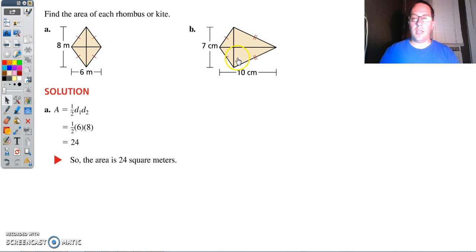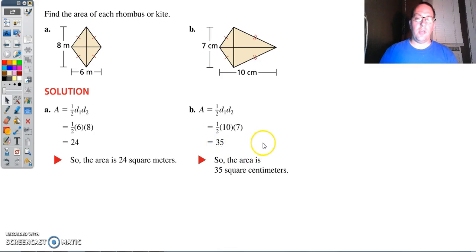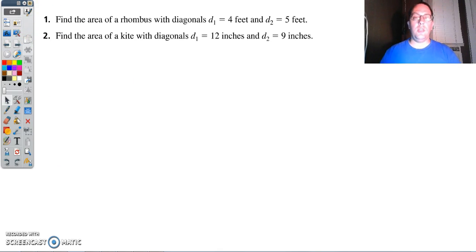Looking at the kite, again, area is 1/2 D1 times D2, 1/2 the product of the diagonals. Half of 10 is 5, and 5 times 7 is 35. So the area is 35 square centimeters. Not hard stuff, right? So what I want you to do is pause the video and work out these two problems, then come back and check your answers.